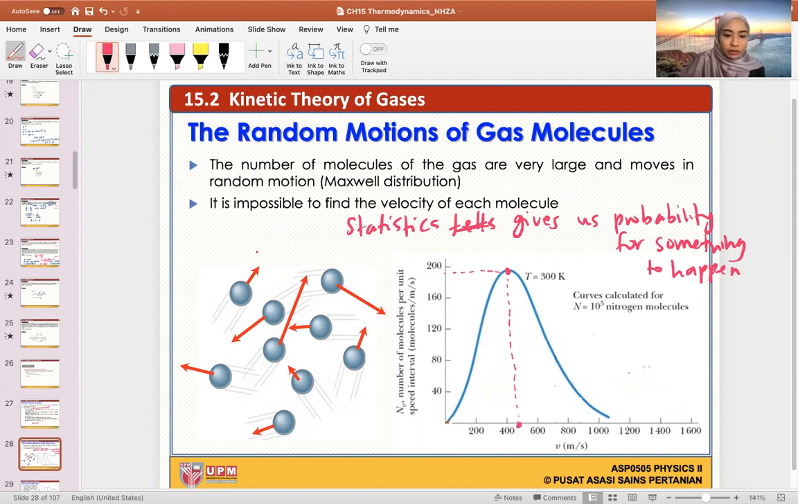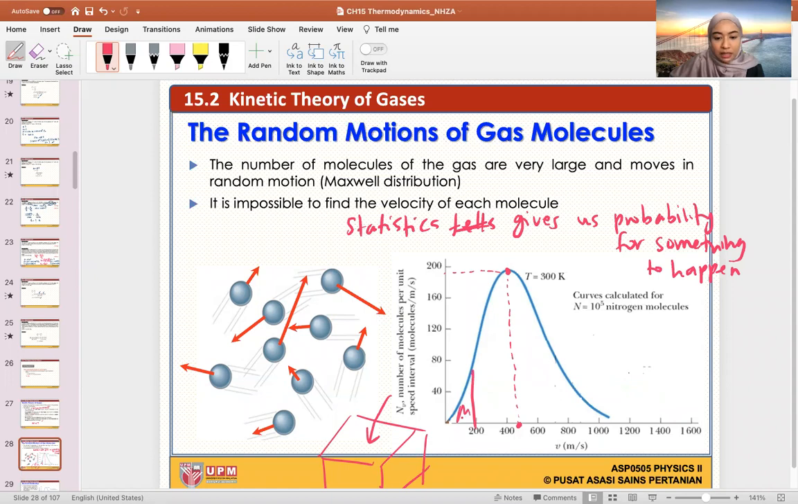Okay, let me rephrase that. I have a box. I want to know what is the speed of the gas molecules inside this box. But of course, I know it's random and it follows the Maxwell distribution. So I will say that most of the gas molecules inside this box will have a velocity of 500 meter per second.